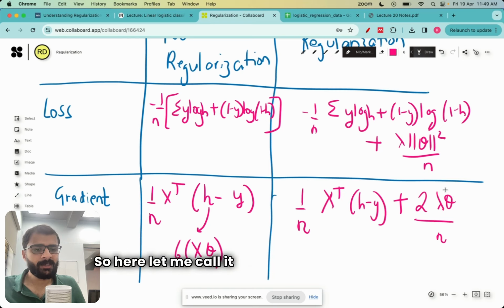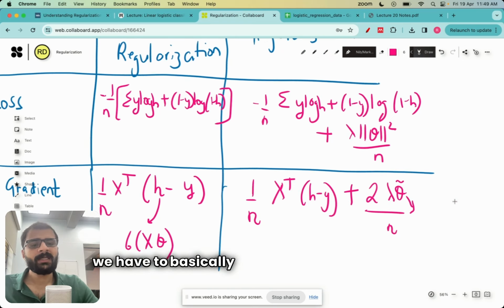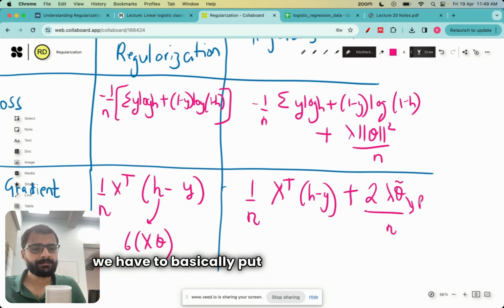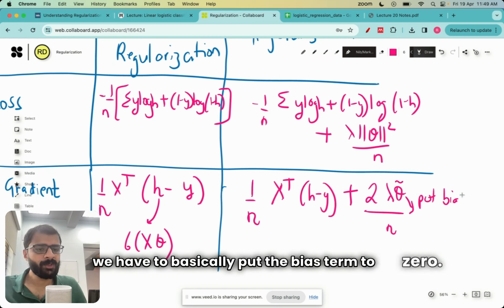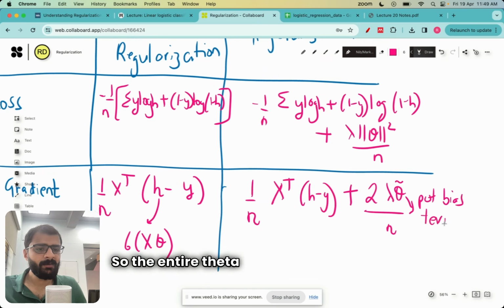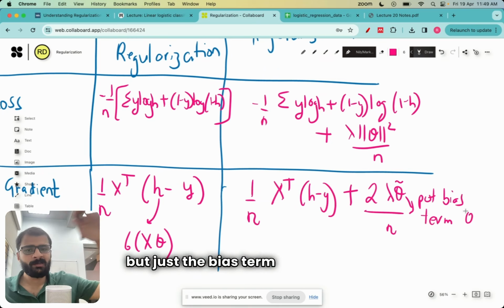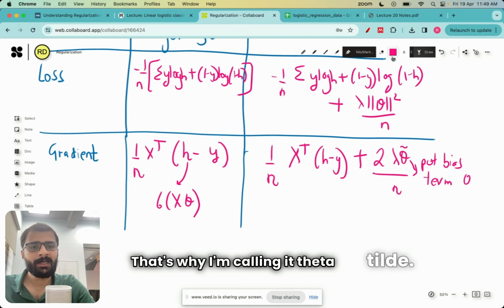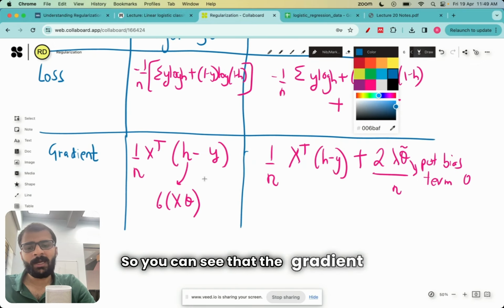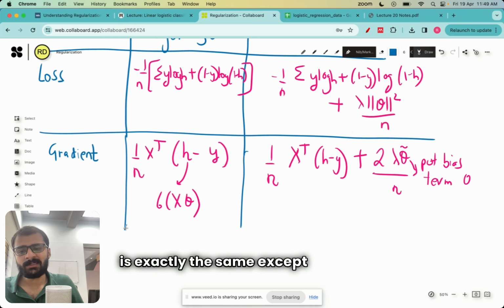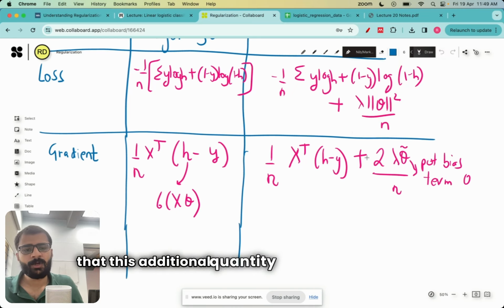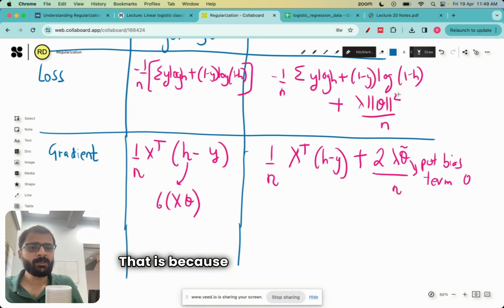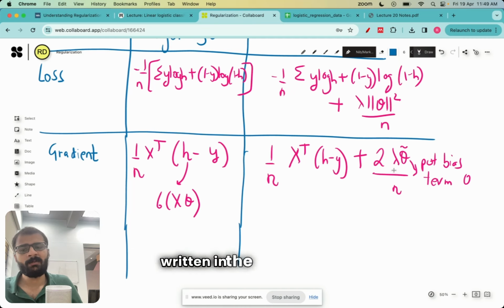So here let me call it theta tilde, because here we have to basically put the bias term to 0. So the entire theta will remain the same, but just the bias term will be clipped off and put to 0. That's why I'm calling it theta tilde. So you can see that the gradient term is exactly the same, except for the fact that this additional quantity has been added here. That is because if you try differentiating this with respect to theta, you will get something like this written in the matrix form.